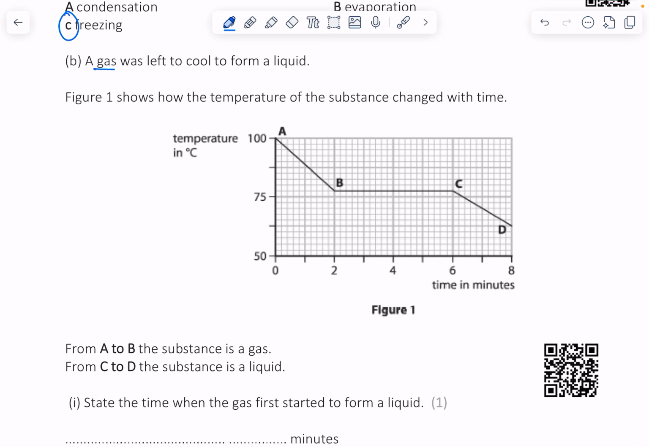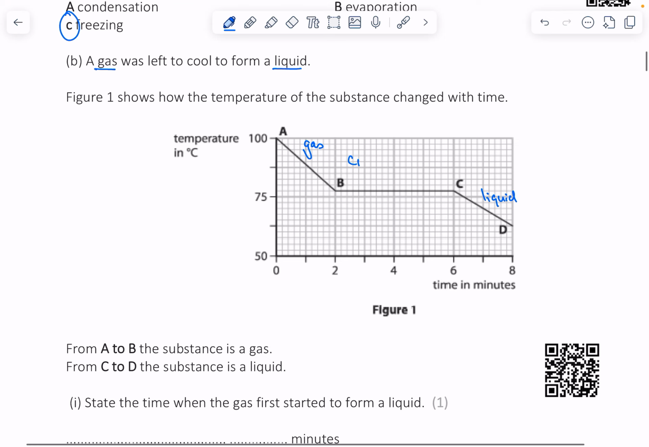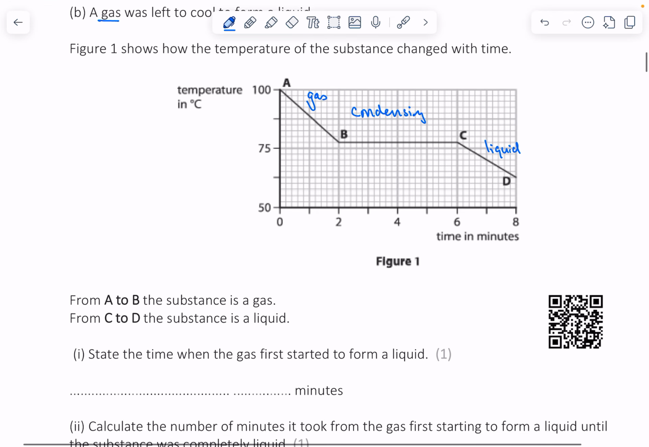So in the statement here, it says a gas was left to form a liquid. So up here, this is the gas phase, and down here, it is the liquid phase. The region between B and C is where the change in state is happening. And if you remember, going from a gas to a liquid is the condensing point. So between B and C, we've got condensation taking place, and then the liquid will have formed at point C.